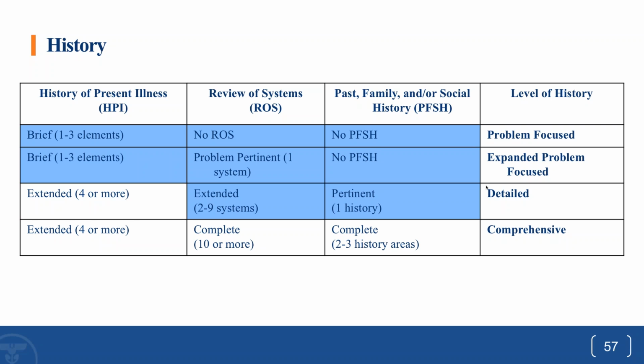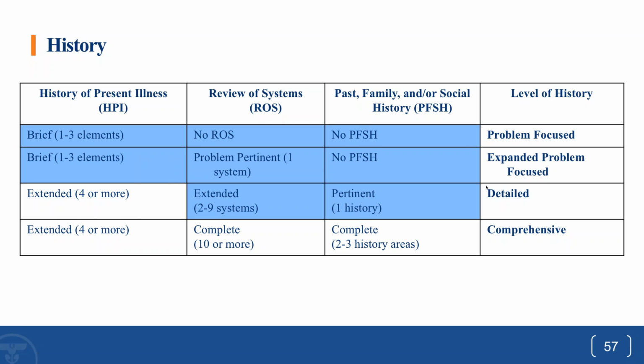We got that, right? And then we also said our review of systems was extended, which comes down here, which was 2 to 9. And then we decided that our past family social history was pertinent, right? So you have to have all 3. Because all 3 are not lined up, we can't choose detailed. Even though detailed seems to be the highest one, if it can't meet, we have to drop back 1, because we can't get that extended to get it to detailed.